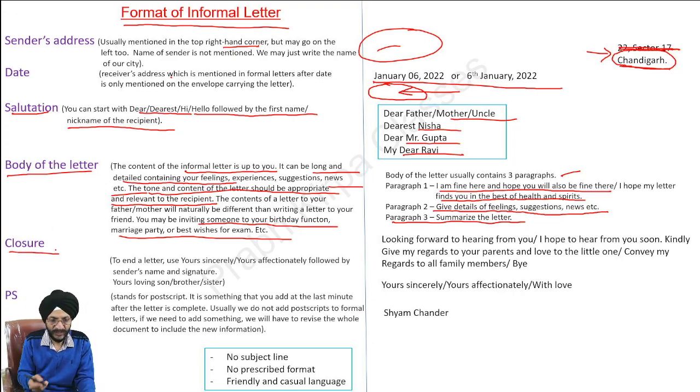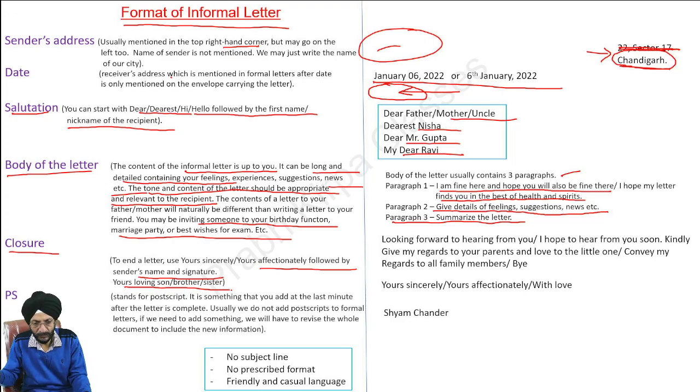Then there is the closure of the letter. To end a letter, you have to write yours sincerely, yours affectionately, followed by sender's name and signature. You may also write yours loving son, brother, sister, as the case may be.